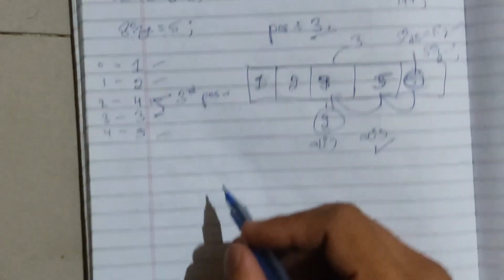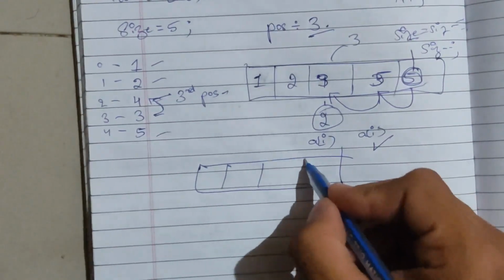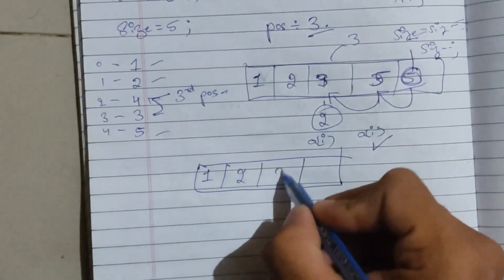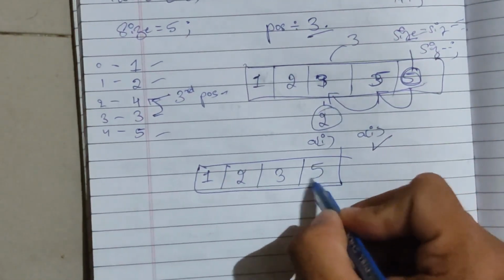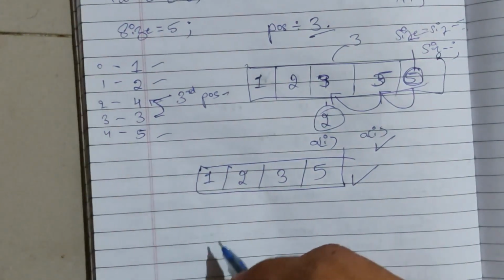So now the final array would be containing only 4 values, which is nothing but 1 2 and here 3 and just 5. So this will be the final array. So let us do this in our programming.